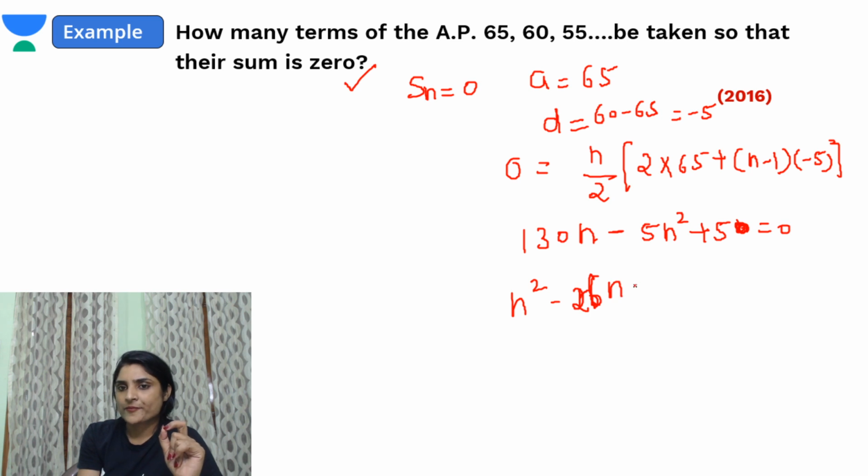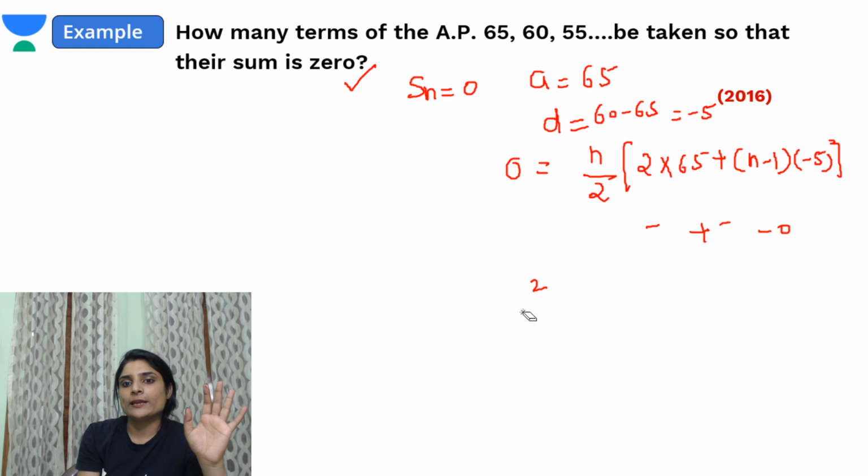Wait, something is wrong here. Let me solve this one more time. Yes, here it is given d is minus 5, 2a plus (n minus 1) into d. So you will be getting 130n, minus, sum will be equal to 0. Okay. Don't solve this.